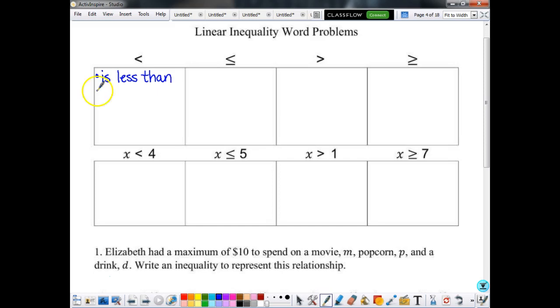Another thing they'll say in the problem is smaller than. And then another thing they'll say is below. Okay, so when you see is less than, is smaller than, or below, that's going to be the symbol you use. So an example, this would read x is less than 4.